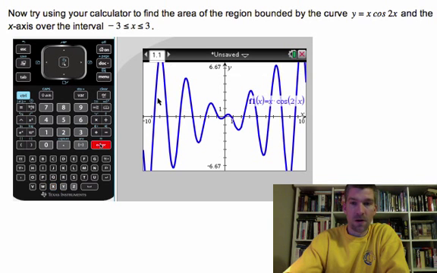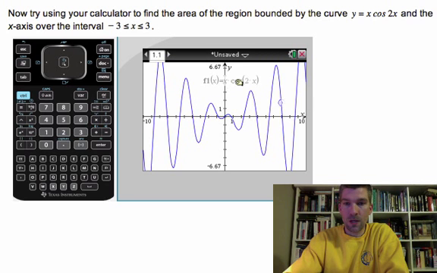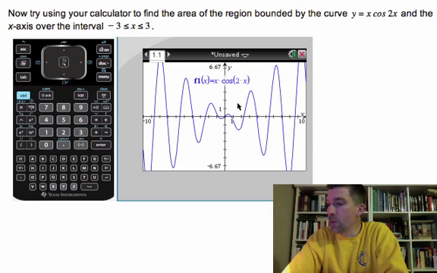and we're going to look at this graph right here. So there he is, and he's pretty intense looking, pretty intense. Now what we want to do is find the area of the region between the curve and the x-axis from -3 to 3.